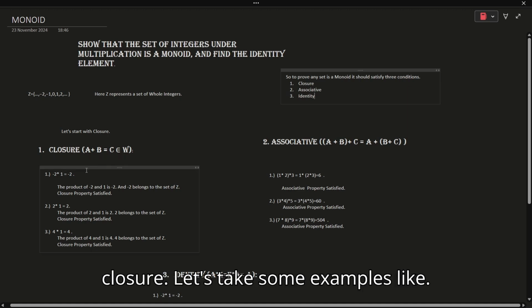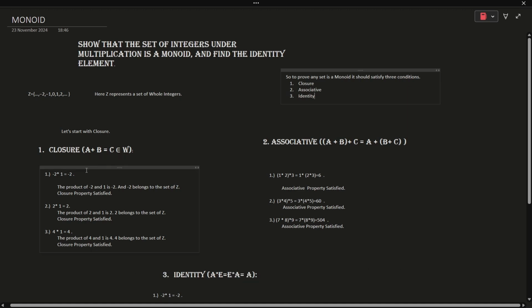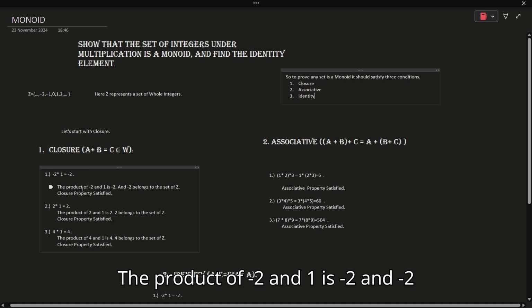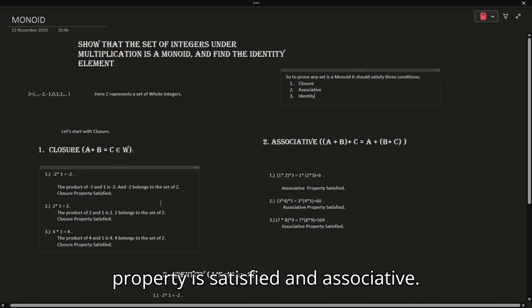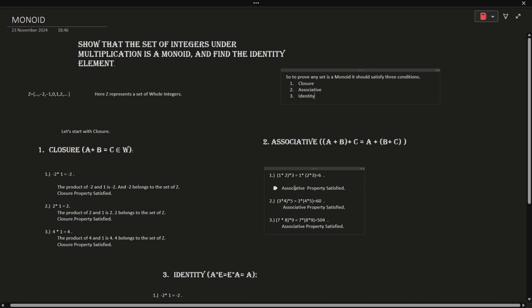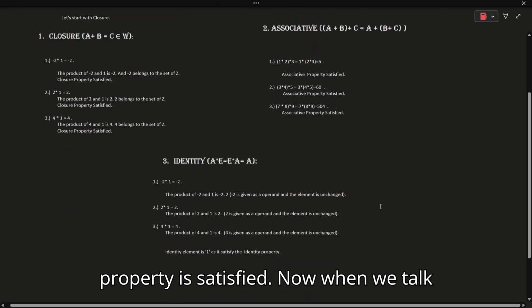Let's start with closure. Let's take some examples like the product of -2 and 1 is -2 and -2 belongs to the set Z. Closure property is satisfied. And associative: (1 × 2) × 3 equals 1 × (2 × 3) equals 6. So associative property is satisfied.